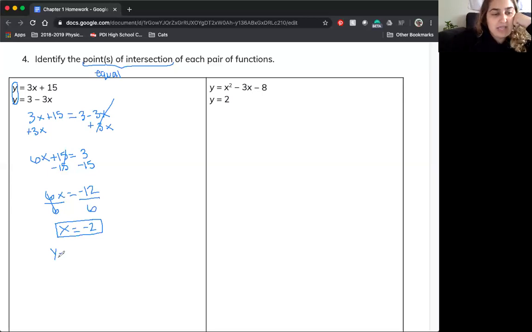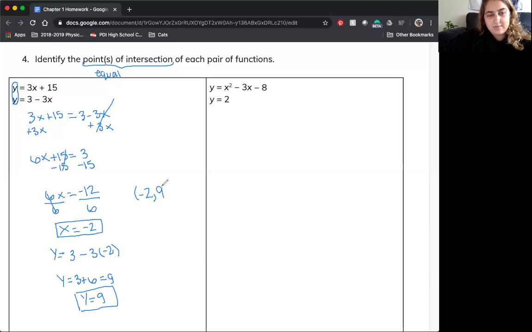Okay, so we have y equals 3 minus 3 times negative 2. Okay, so negative 3 times negative 2 gives me a positive 6. So this turns into y equals 3 plus 6. And 3 plus 6 is just 9. So y equals 9. So my full point of intersection, if we write it in its coordinate form, is negative 2, comma 9, because we always write points as x, comma y.